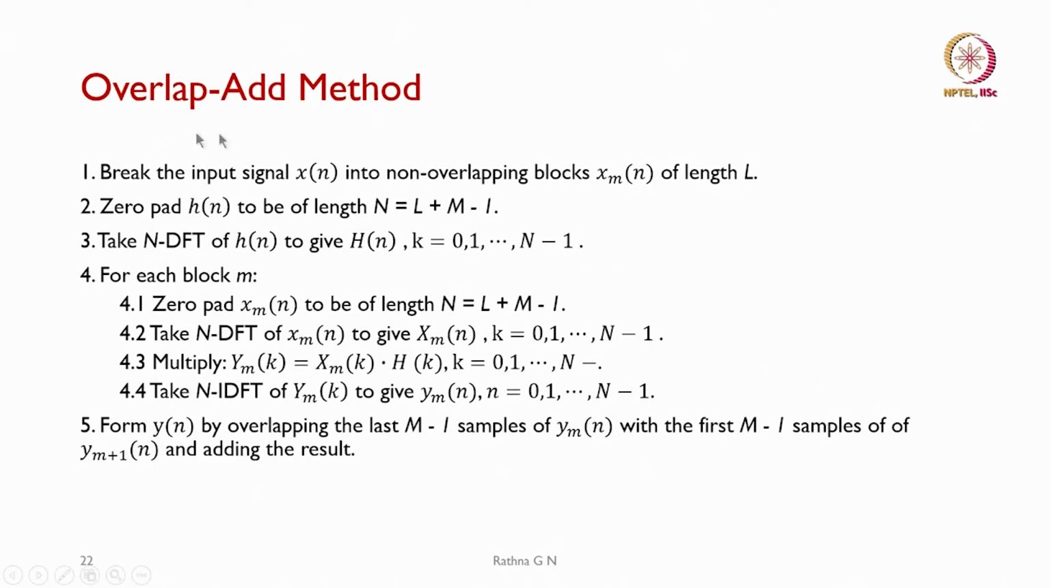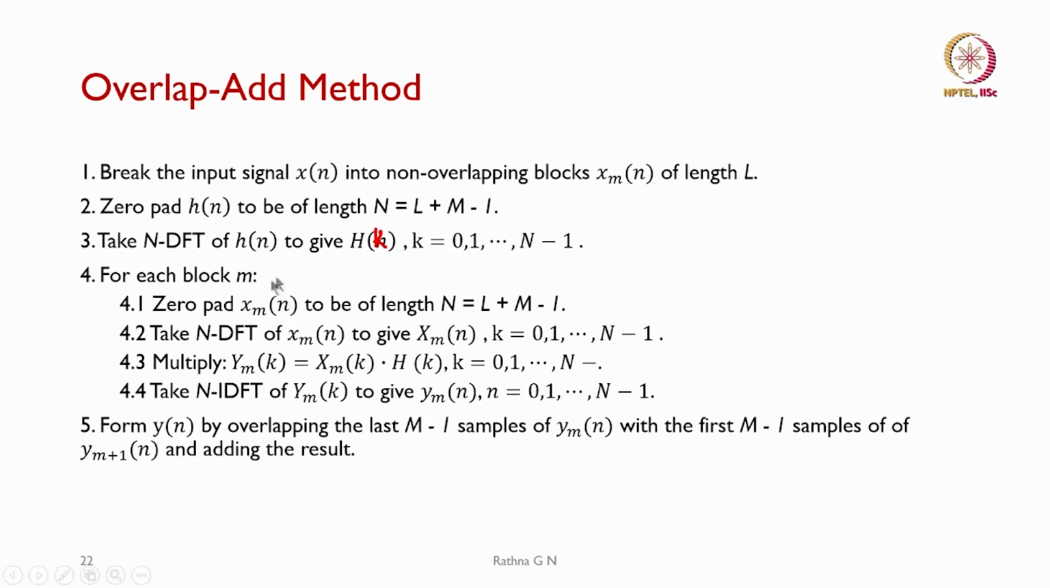So, we have the overlap add method. How is it going to work? What is shown here is the algorithm. First, break the input signal x of n into non-overlapping blocks x m of n of length L. Then zero pad h of n to be of length N equal to L plus m minus 1, and take the N-point DFT of h of n to give H of k, for k equal to 0 to N minus 1.